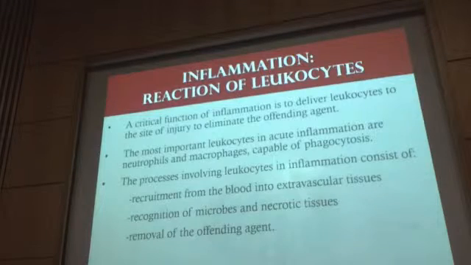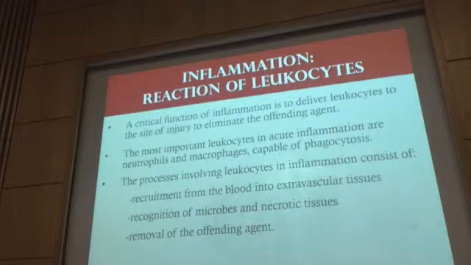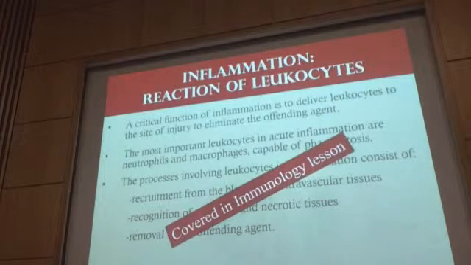the leukocyte to the site of injury in order to eliminate the offending agent. And this involves the recruitment of leukocytes from the blood into the extravascular tissue. The recognition of microbes, once they're there, they need to be able to recognize microbes and to be able to remove the offending agent. And we talked about it, remember?